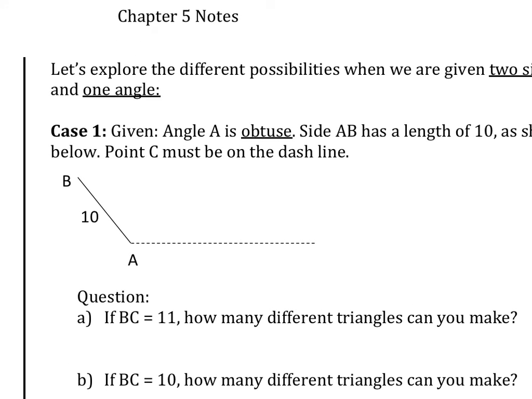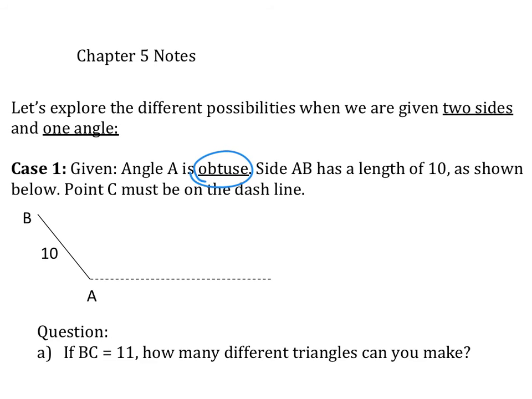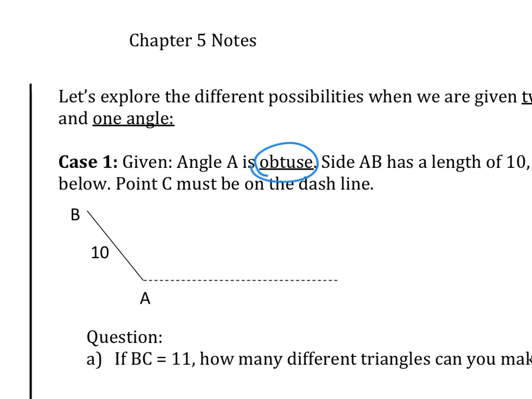All right, case one. Given that angle A is obtuse, do you guys know what obtuse angle means? Over 90 degrees. Over 180 is not possible in a triangle. Side AB has a length of 10, as shown below. Point C must be somewhere on that dashed line.